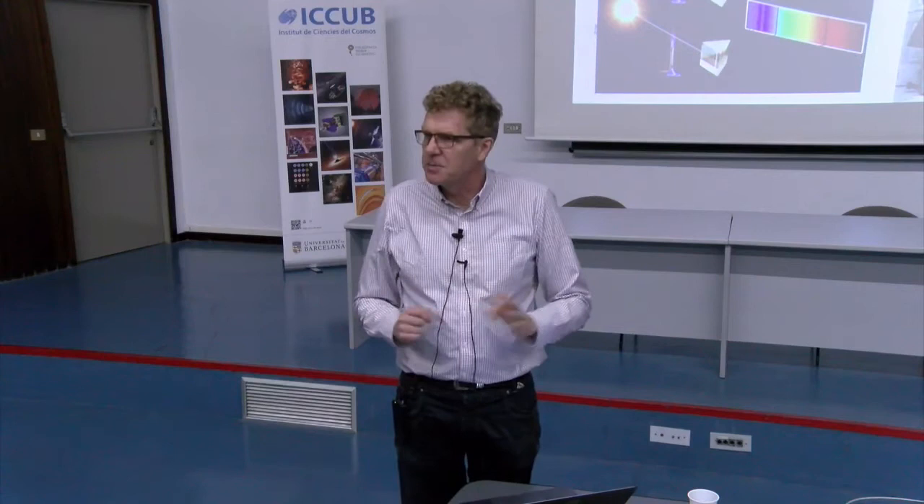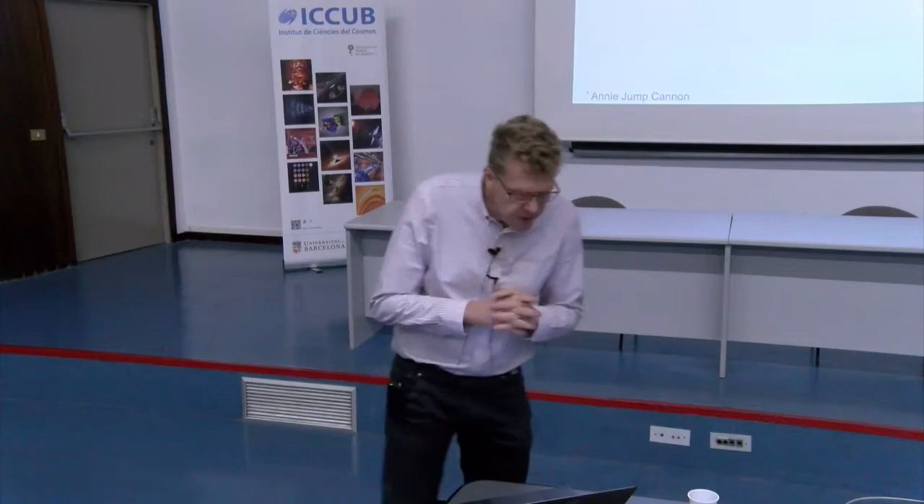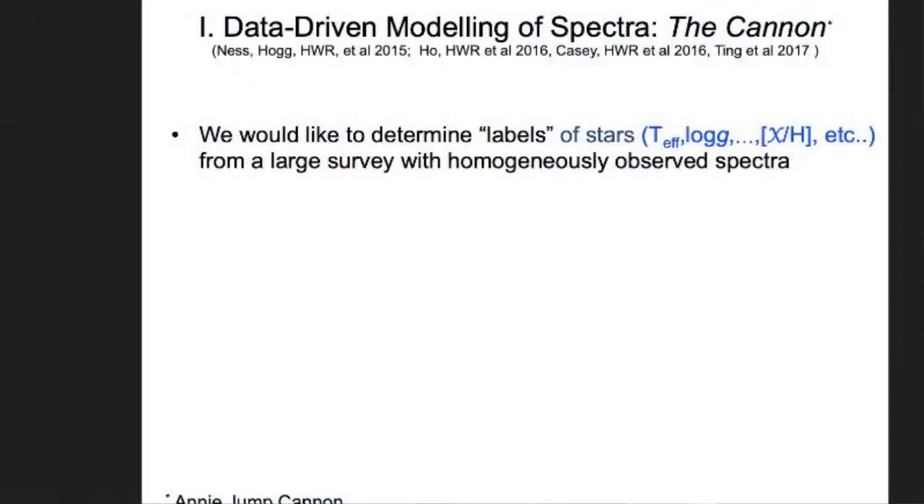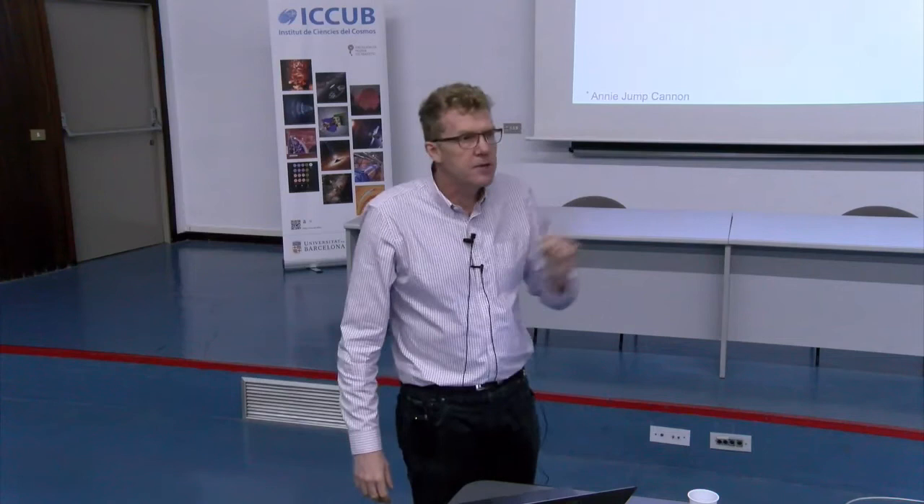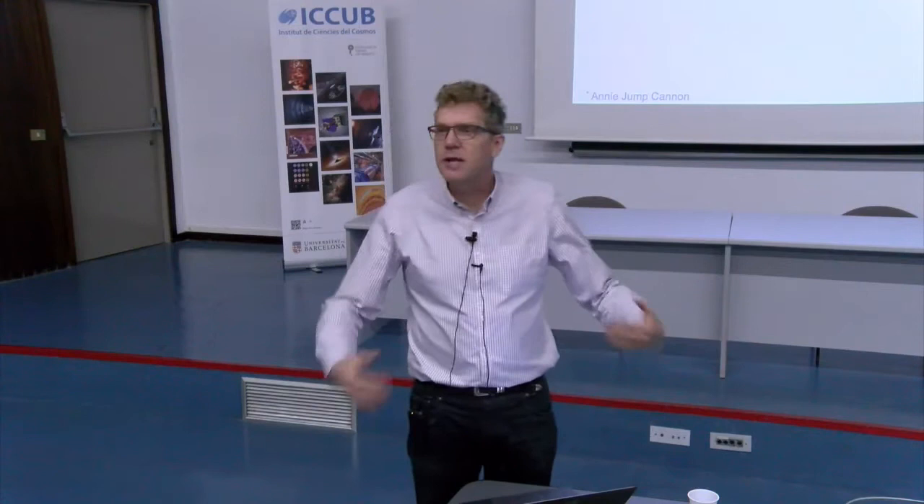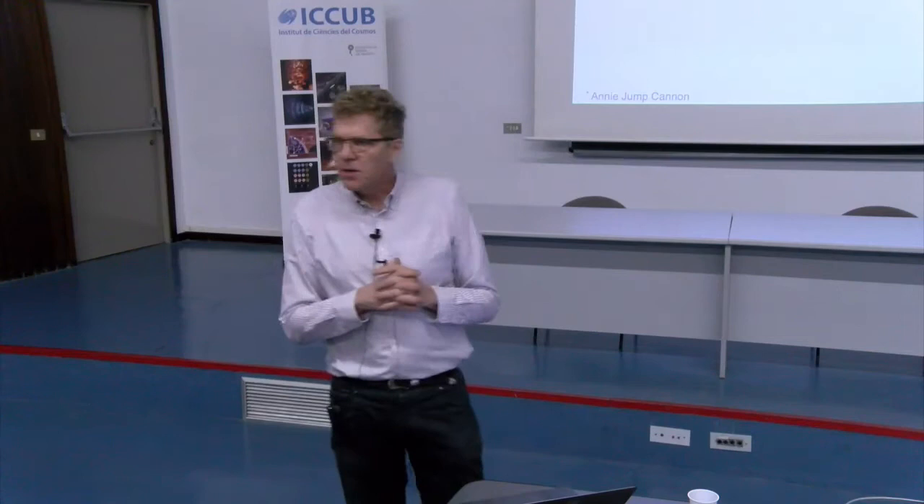Now let me walk you through this for a second. Our goal would be, again, to extract from spectra what I call labels: temperatures, surface gravities, and abundances. And what I show you here only has started working in the age where you have large sets of spectra of stars taken with the same experimental setup. And this starts with, you have to swallow the following assumptions, but I think they're actually very sound assumptions.